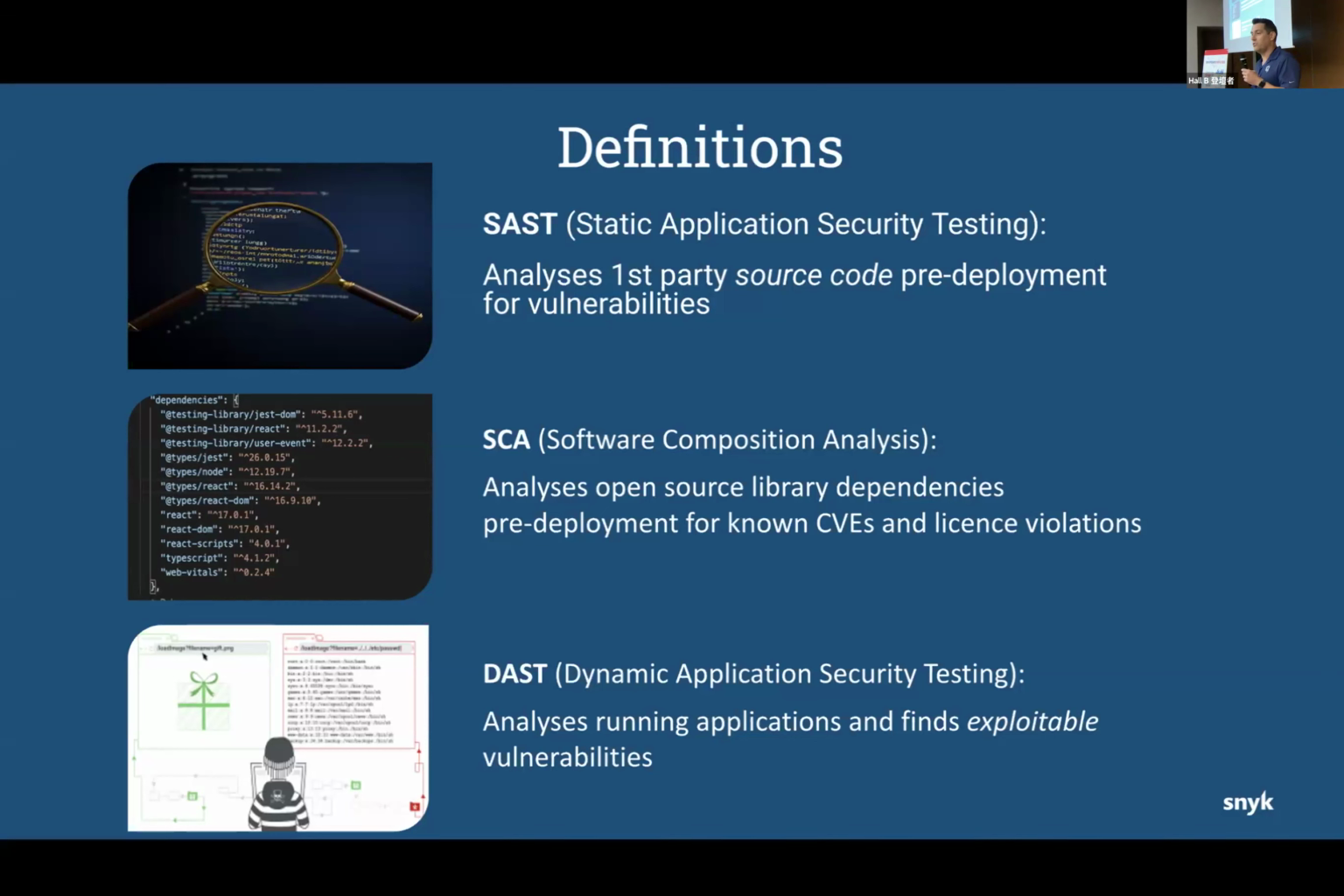SCA, software composition analysis. This can also be done in the IDE, the farthest left in the process, to make sure that all the open source packages you're using in your applications do not contain well-known vulnerabilities, CVEs that are out there. And then DAST, Dynamic Application Security Testing, is scanning the application you've built at runtime and incorporating things like environmental configuration, which could cause a vulnerability to be exploited.